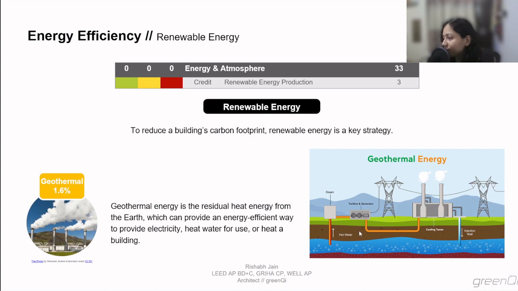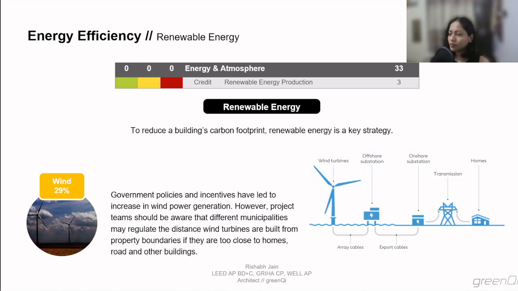Geothermal energy is the residual heat energy from the earth, which can provide an energy efficient way to provide electricity, heat water for use or heat a building. This is actually done through a very tedious process.